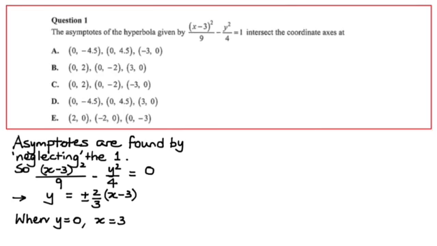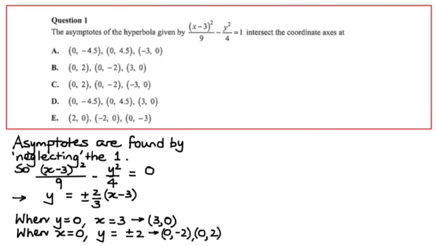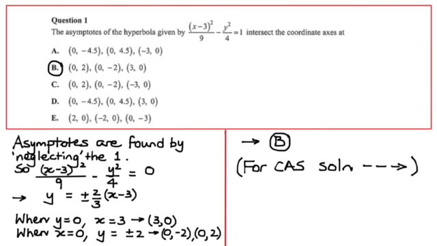Okay, and then when y is 0, you get x is 3, that is the x-intercept of where the asymptotes hit. That's 3 and 0, and then when x is 0, y works out to be plus or minus 2, which gets you 0 and minus 2 and 0 and plus 2, and that gets you option B for you and me. Yippee!